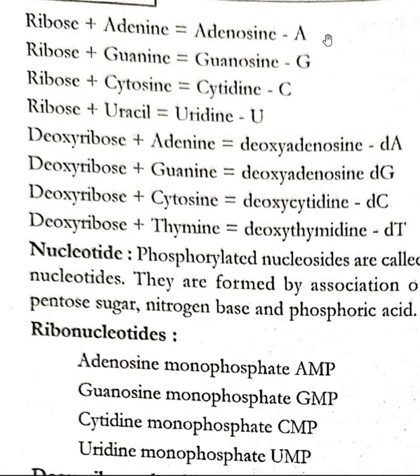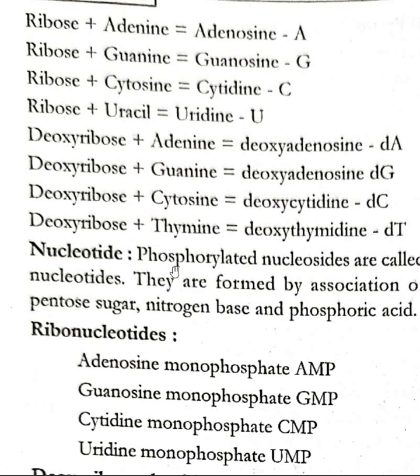For this adenosine, if you add the phosphate to adenosine, it converts into a nucleotide, adenylic acid, guanylic acid, cytidylic acid, uridylic acid. So deoxyribose sugar with adenine is deoxyadenosine. This is the nucleoside present in the DNA. Deoxyadenosine, deoxyguanosine, deoxycytidine, deoxythymidine. These are the nucleosides present in the DNA, and these are the nucleosides present in the RNA.